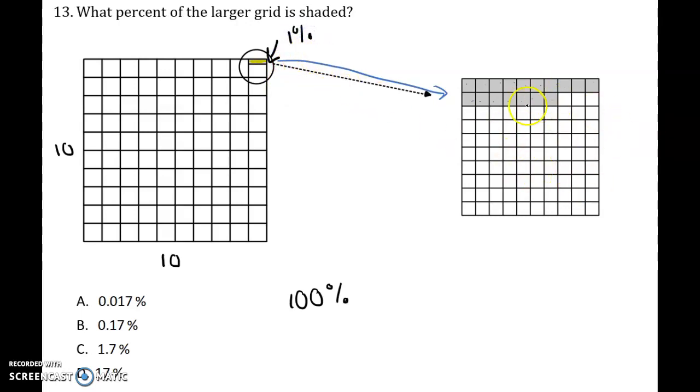So if this whole area is 1% here, again I've got a 10 by 10 grid, so I've got the 1% divided up into hundreds. So I've got 1, 2, 3, 4, 5, 6, 7, 8, 9, 10, 11, 12, 13, 14, 15, 16, 17. I've got 17 out of 100 blocks shaded, representing that shaded part of that 1% block. So which one of these is actually 17 hundredths of 1%? That would be B.